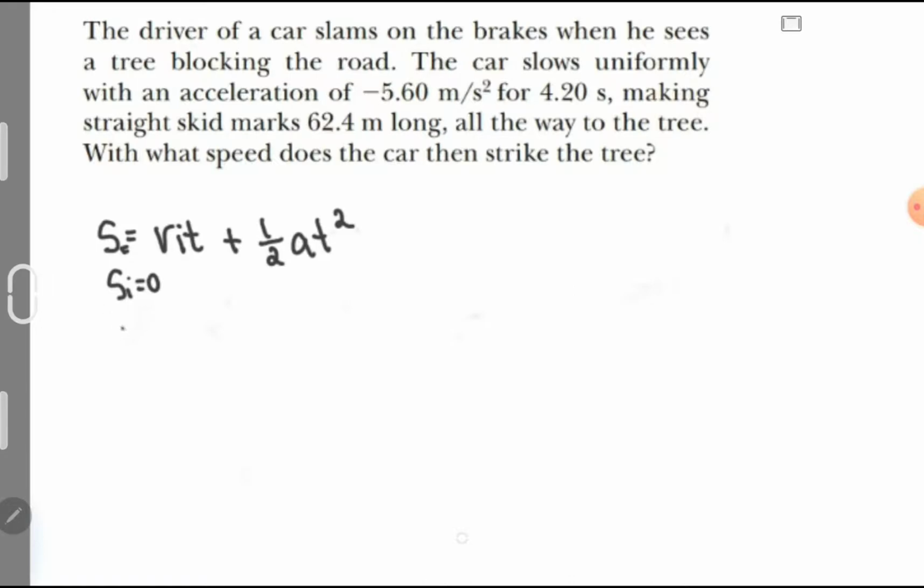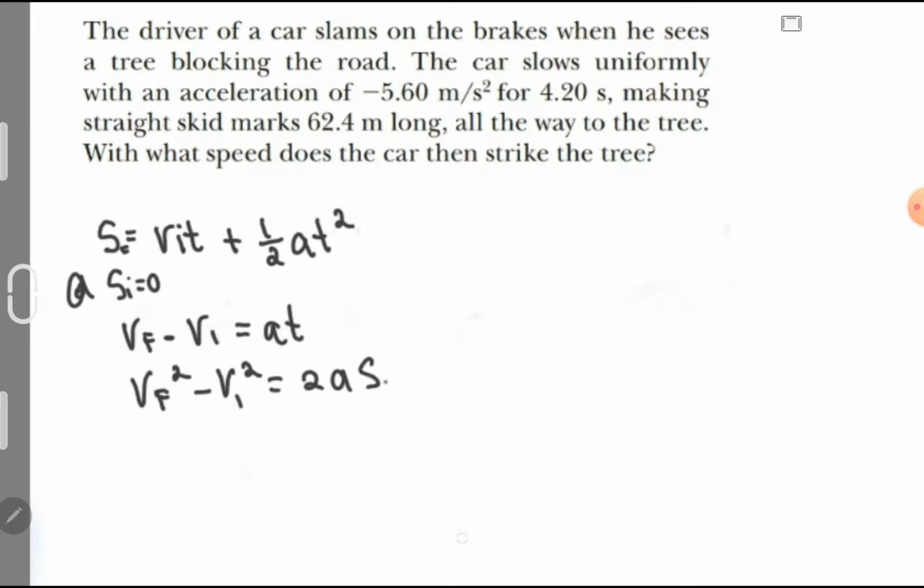Next is your VF less VI is equal to AT. Next is your VF squared minus VI squared is equal to 2AS, considering that your SI is equal to 0. So the derivation of these formulas was in your week 2 or week 3 modules.